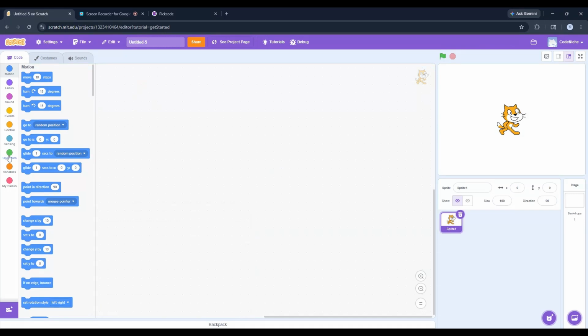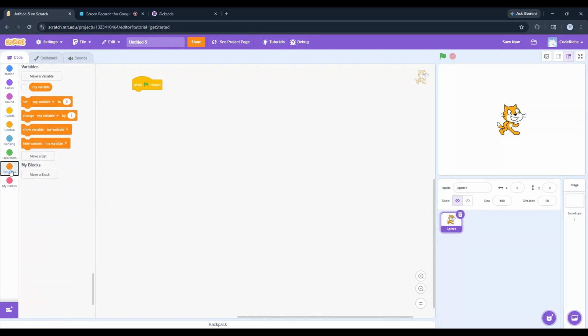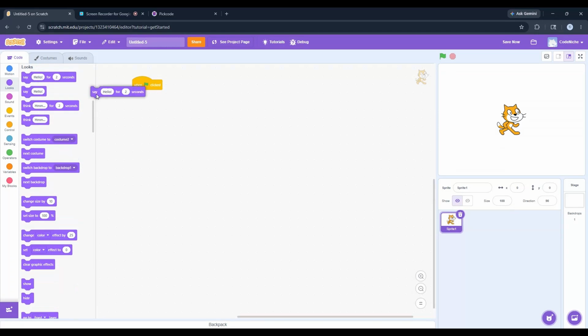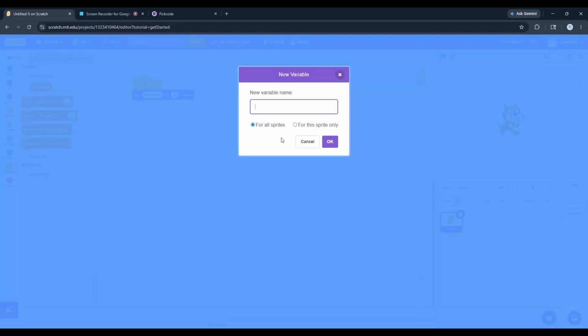Alright, in order to get started, we are going to use the when-green-flag-clicked block. Now, I need to create some variables. Before that, let's have text saying bill splitter. So this bill splitter text is visible now. Now, I need to create 3 different variables. For that, we are going to go to the variables section. The first one will be the total bill amount.